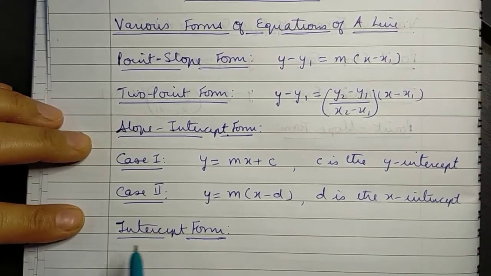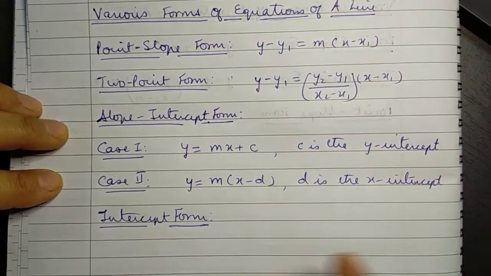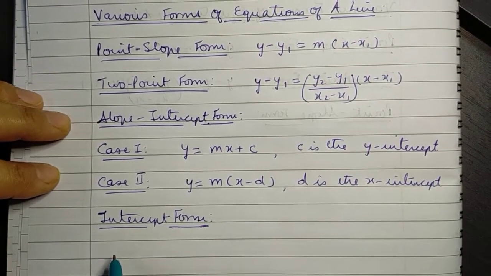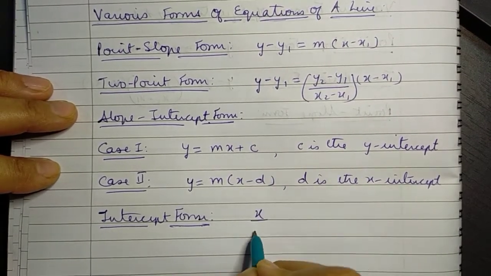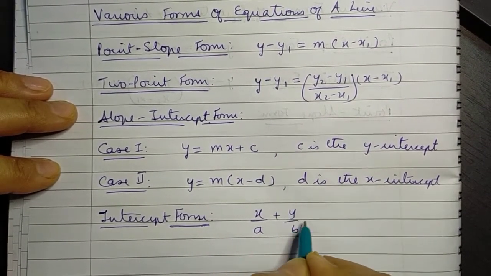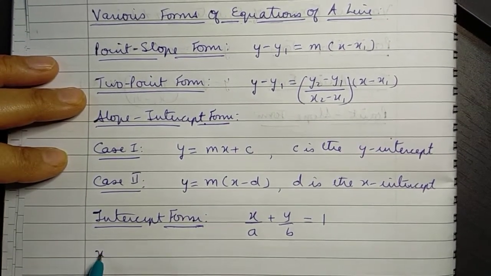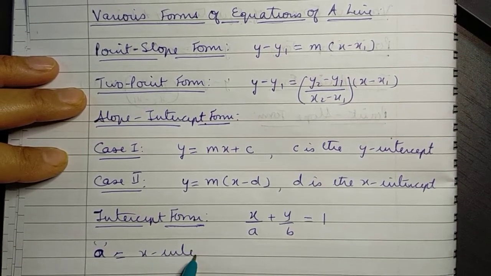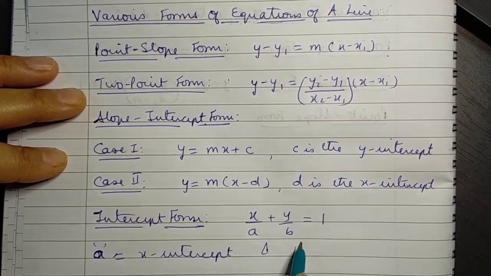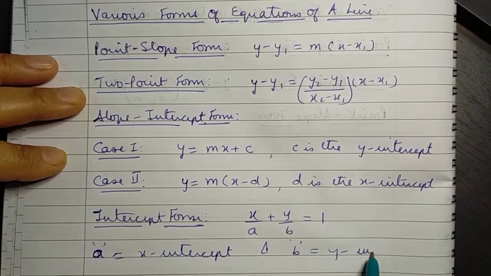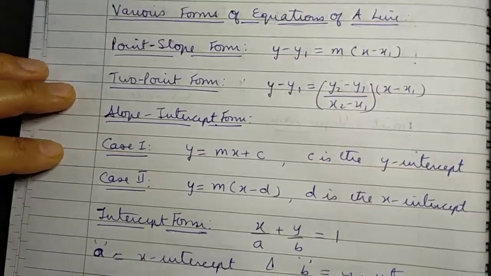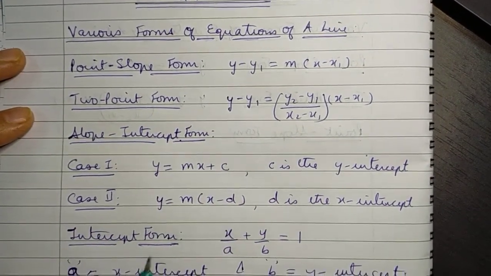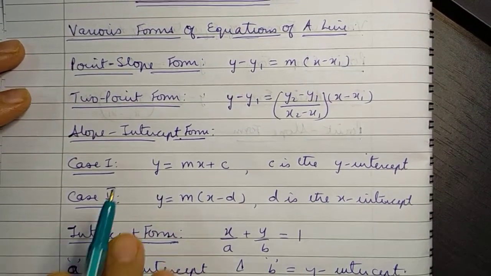Now in this case, the two informations given to us were both the intercepts, the x-intercept as well as the y-intercept, and the equation was x upon a plus y upon b equal to 1, where a is the x-intercept and b is the y-intercept. So now, as you can clearly see, in each of these forms we were given two information about the line.